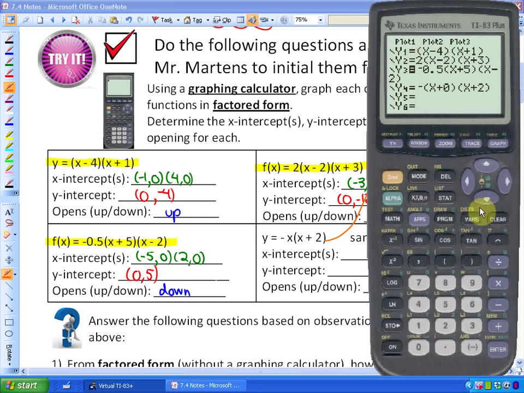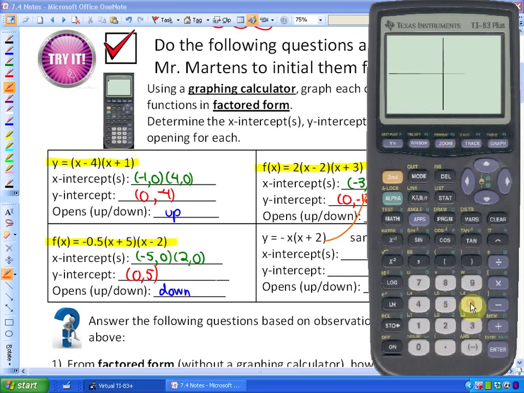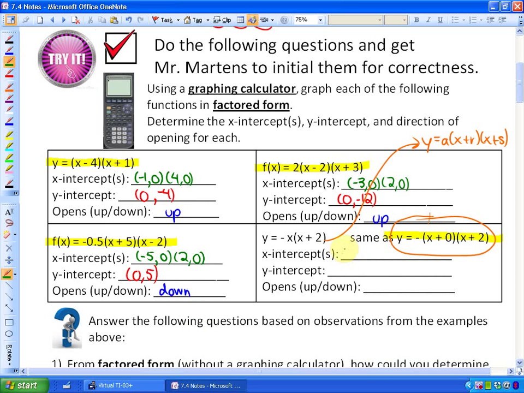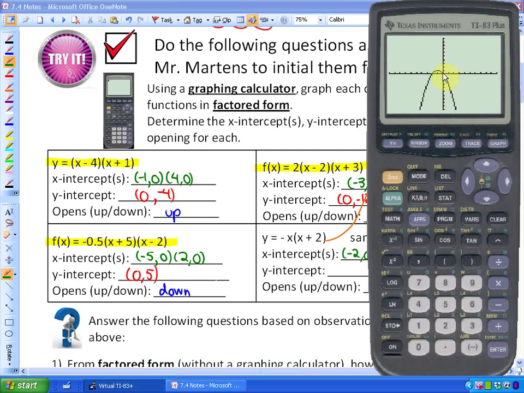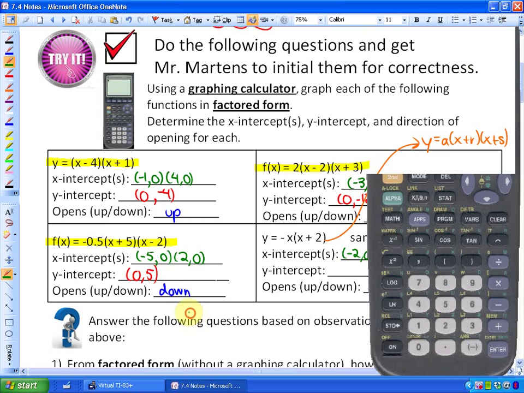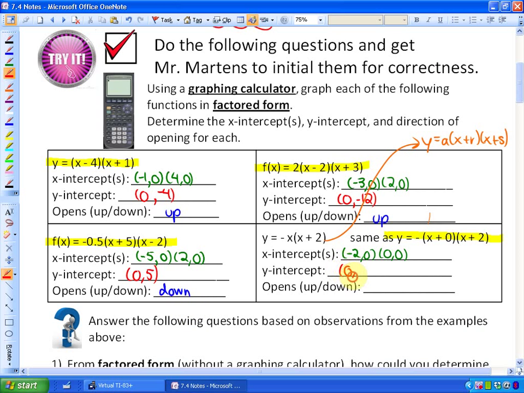Just 1 second. And we're almost done this lesson. All right, so it looks like our x-intercepts are at negative 2 and 0. And given that we have an x-intercept at 0, you can assume that if an x-intercept is 0, you also have a y-intercept of 0. So this is also going to be 0. And this function opens down.